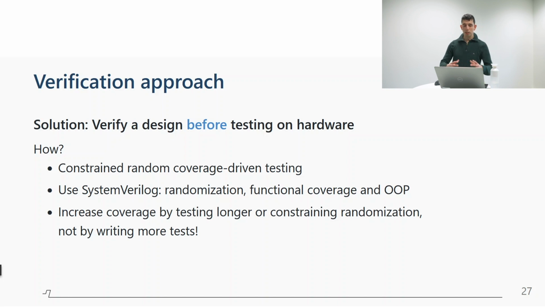When you use constrained random testing, you actually increase your coverage by just testing longer or by better constraining the randomization. And you're actually not increasing your coverage by writing more tests, so you don't have to spend more time in writing tests.